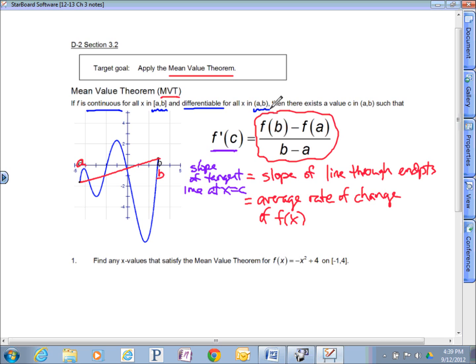Then there's got to be at least one x value, okay, we're calling it c, in this interval. And notice that x value has to be between the endpoints such that the slope of the tangent line matches the slope of the line through the endpoints. And also, if we look at this purple thing, this slope of the tangent line at x equals c, well, average rate of change, this is also the instantaneous rate of change.